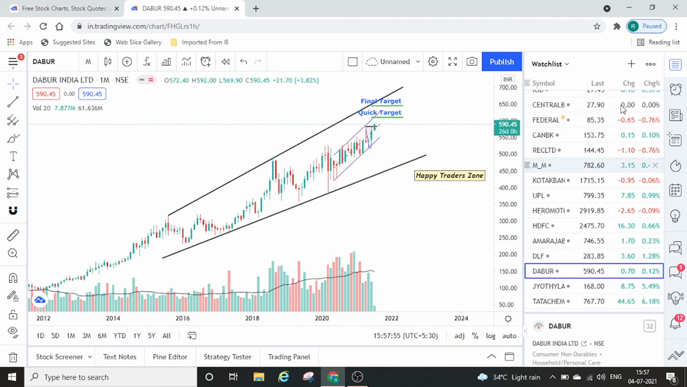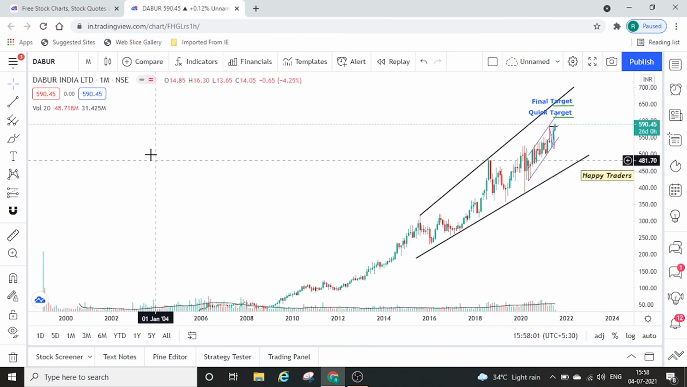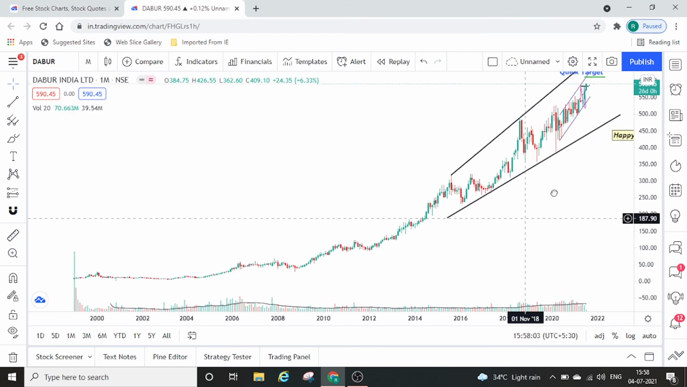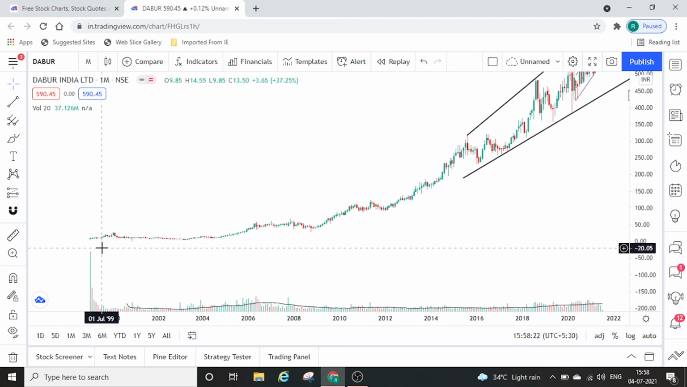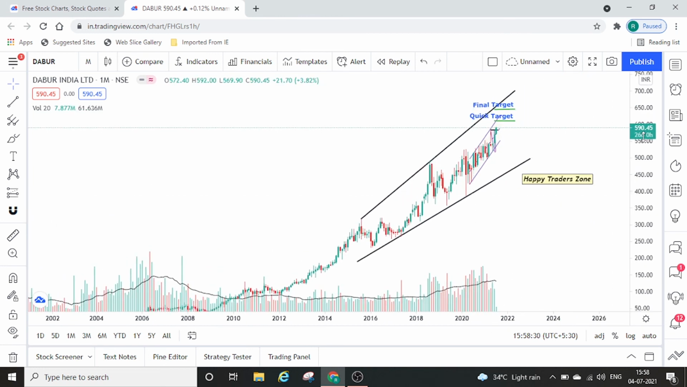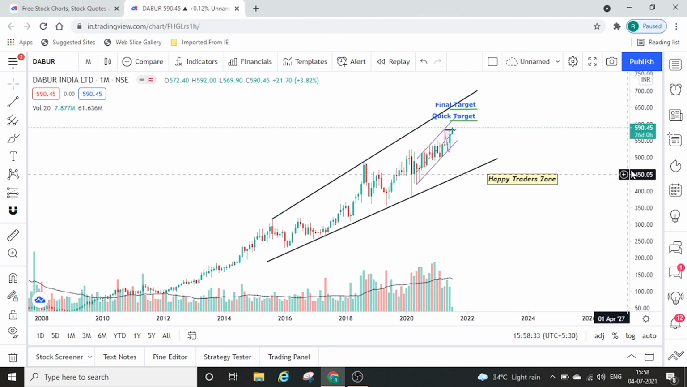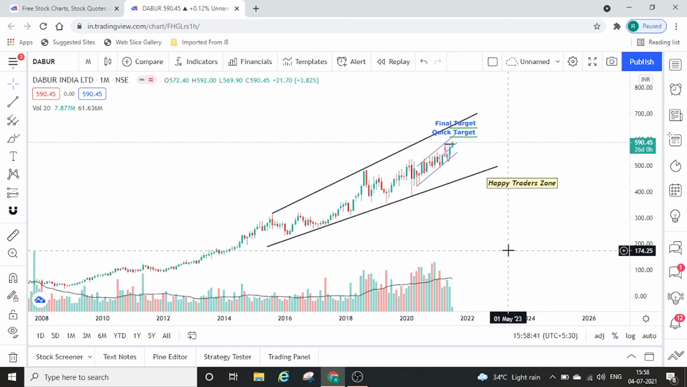So this is the Dabur India chart, and I have kept the monthly time frame. If you see here, the stock started at around 9 to 10 rupees, and it is getting its value appreciation. From 10 rupees the stock has reached almost 600 rupees. So overall my perspective on the stock is that they have been expanding and improving their business on a yearly basis. Okay, now let us move on to the technical analysis to find out some swing trade opportunities.